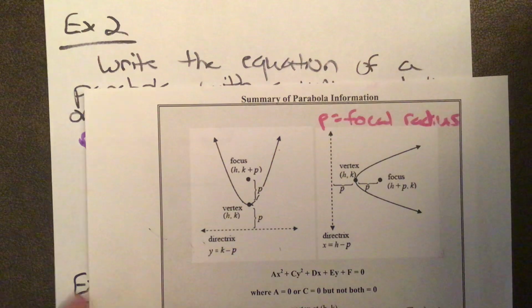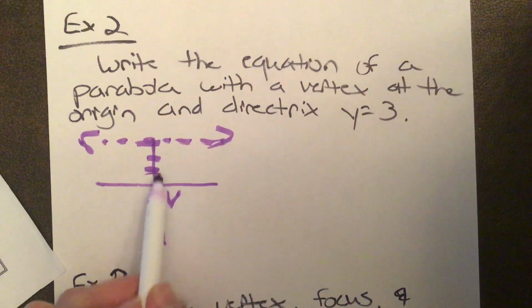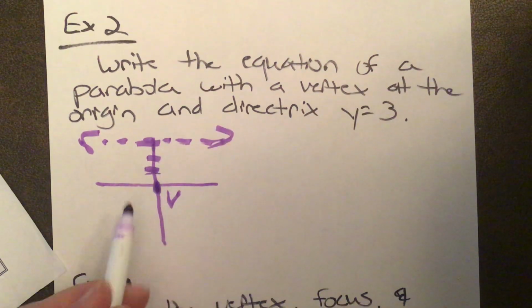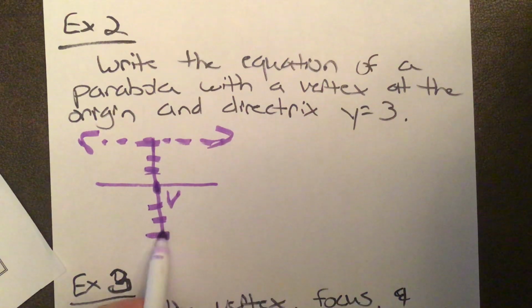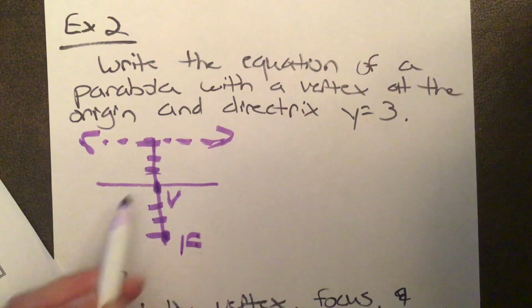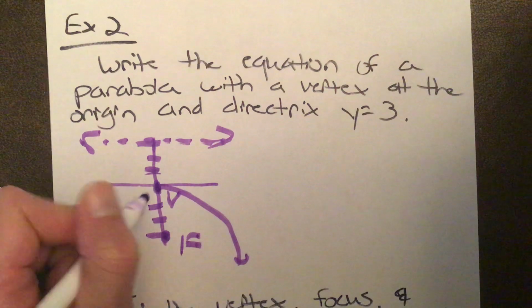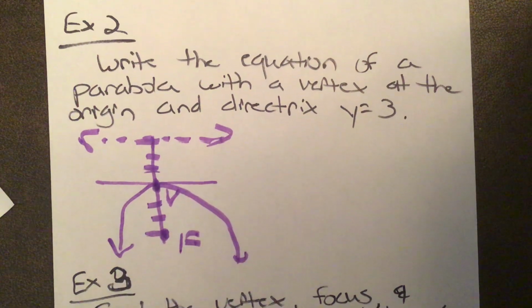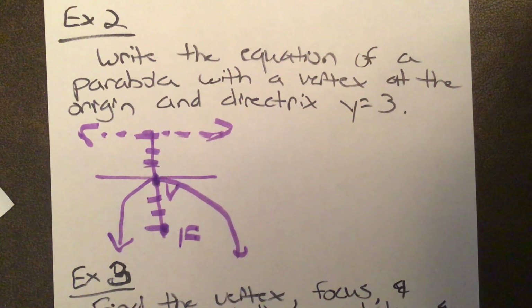So here, since my directrix is up here, I have to go 3 to get to the directrix. That means I would just move down 3 to get to the focus. And that guy would open down. Again, this is just a rough sketch. So that's a sketch of what it would look like.